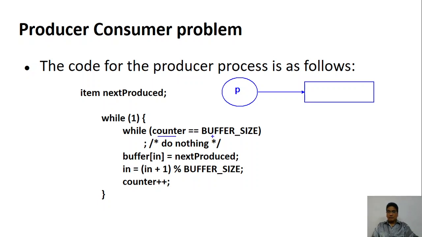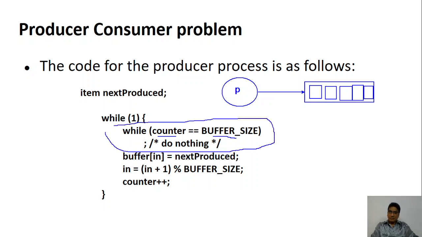If the counter is equal to the size of the buffer, what is the meaning of it? There are already n number of items. In this case, the buffer size was 10, so that means the buffer is full. If the buffer is full, look at this particular statement over here. This is a while loop, and you notice that it is not doing anything. You have studied C programs. Let's assume a while true loop, and if you put it like this, what's going to happen?